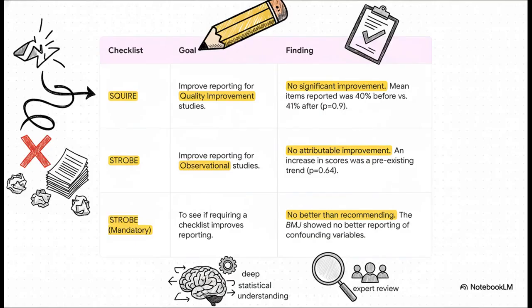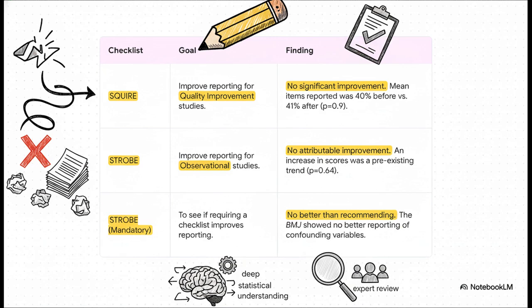So what's the next logical solution? Checklists, right? Well, this slide is pretty damning. We have these famous, well-designed checklists like SQUIRE and STROBE. But look at the data. SQUIRE? Basically no change in reporting quality. STROBE? Well, reporting did get better, but it was already trending up anyway. The checklist itself had no real impact.